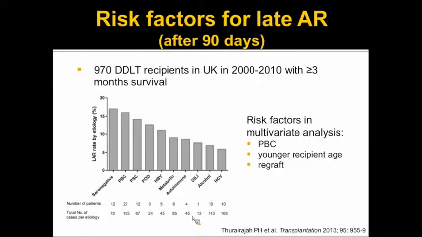So this is a study from Birmingham in the UK. It's a more recent cohort in the 2000s. And again, showing very high risk of late rejection in patients with PBC and PSC. Interestingly, the risk for autoimmune patients in this cohort seemed to be a little bit lower. I don't know what the explanation for that is. And again, a much lower risk in the hepatitis C patients. And this is for biopsy proven. In their multivariate analysis, the 3 biggest risk factors for late acute rejection were PBC, younger recipient age, and if this was a regraft.